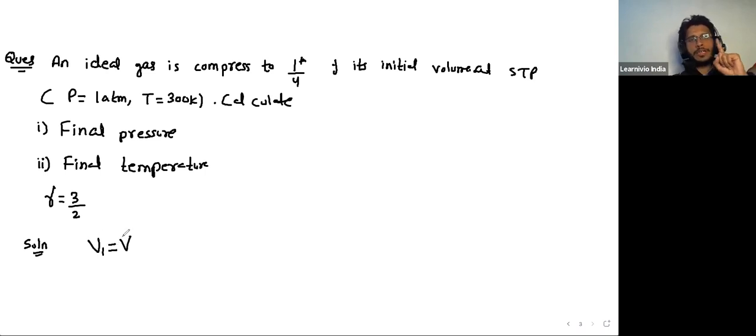Sania, the first part is very easy. So one by one, you all will solve. Okay, you are three here, right? So final pressure, final temperature, and work done. So everyone will solve one part. Sania, let's start from you. V1 is V. Initial volume is V, and it's saying that it's compressing to 1/4 of the initial volume. Sania, what should be the final volume?